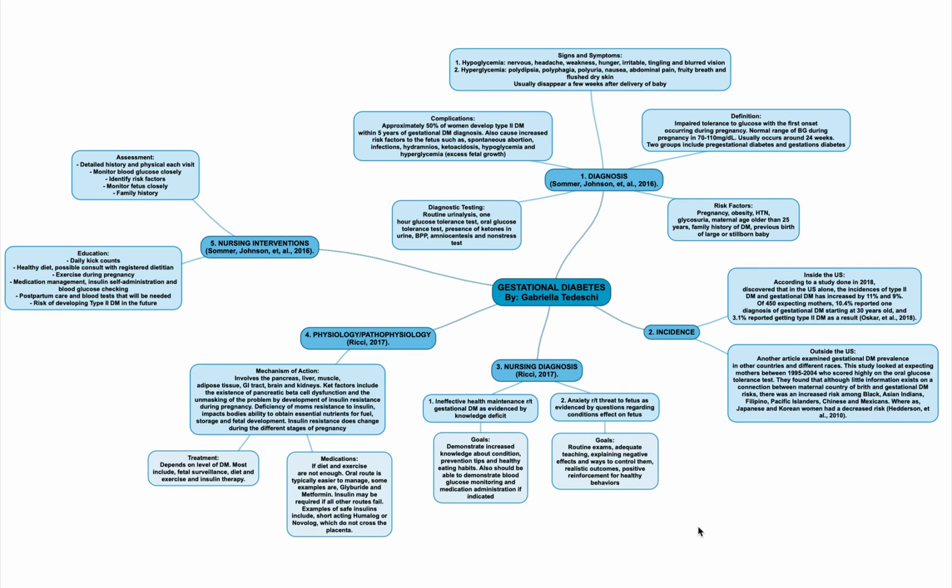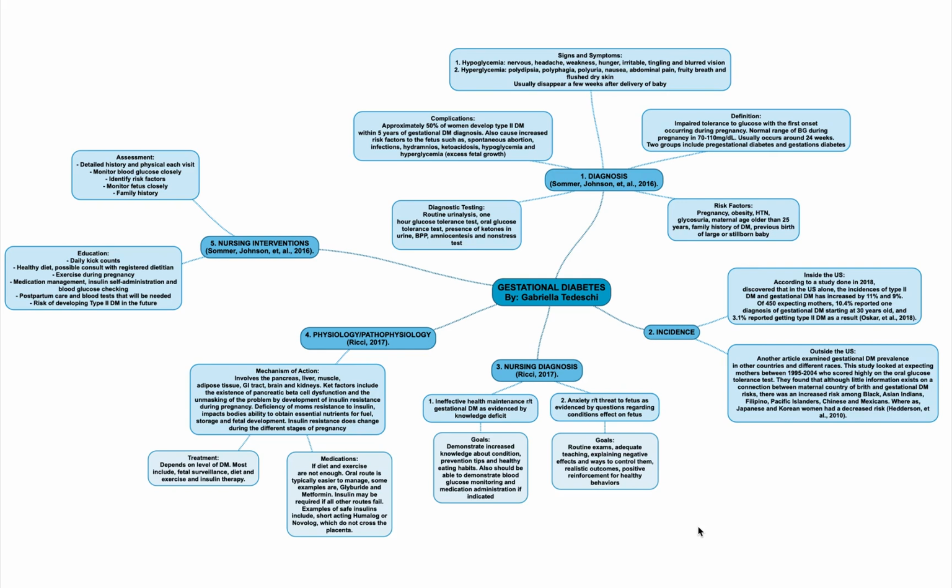So some medications would be used if diet and exercise is not enough. We want to start with oral medications. That's typically easier to manage for mom rather than having to check her blood sugar and give herself an injection every day. So some of the most commonly used during pregnancy are glyburide and metformin. And then if that doesn't work, we would go to insulins. Some safe insulins noted are short-acting Humalog or Novolog, as those are known to not cross the placenta.